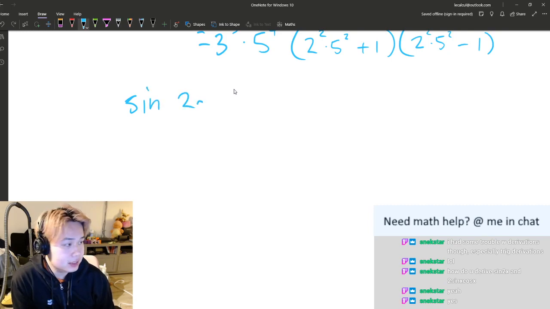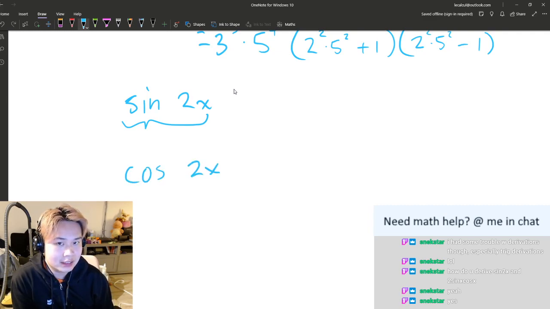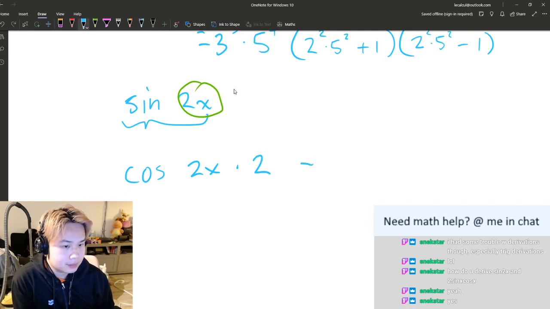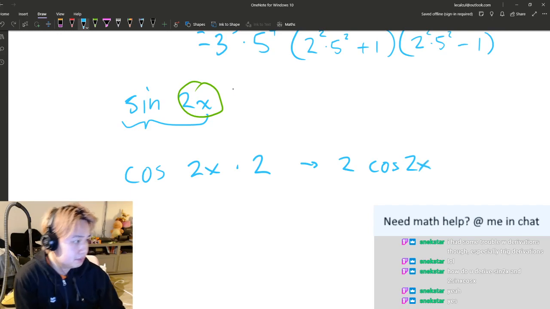Yeah, so if you want to take the derivative of sine 2x, you take the derivative of the sine part first. So that's cosine 2x. And then you need to take the derivative of the inner function, which is 2x. So this gets multiplied by 2. So you get 2 cosine 2x.